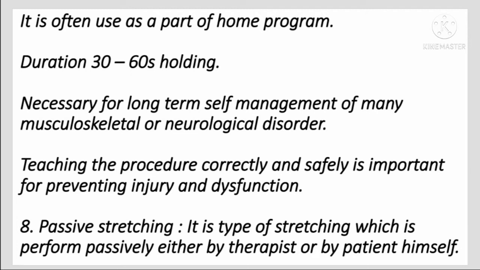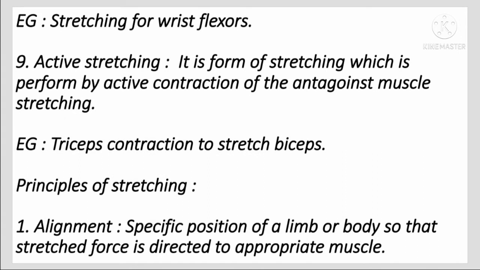Passive stretching. It is a type of stretching which is performed passively either by the therapist or by the patient himself. For example, stretching for wrist flexors. Active stretching. It is a form of stretching which is performed by active contraction of the antagonist muscle. For example, triceps contraction to stretch biceps.